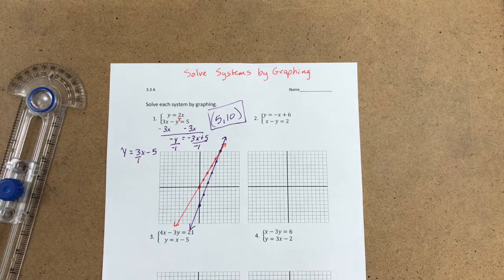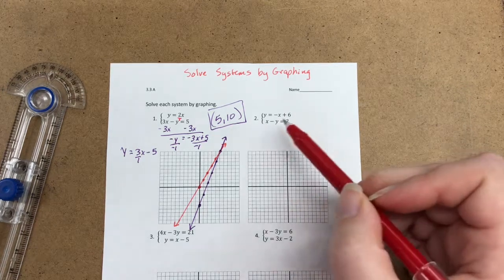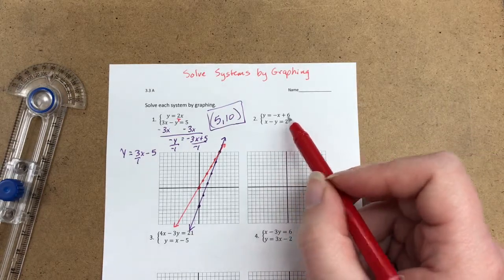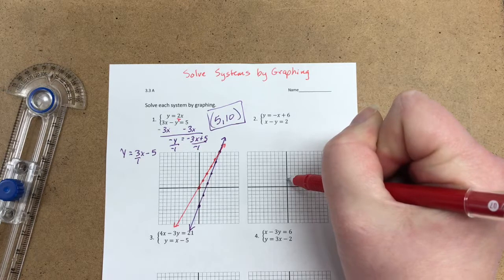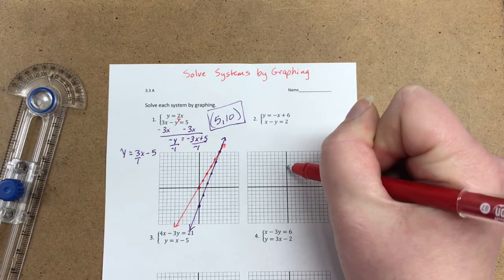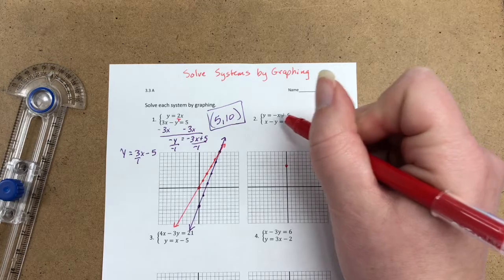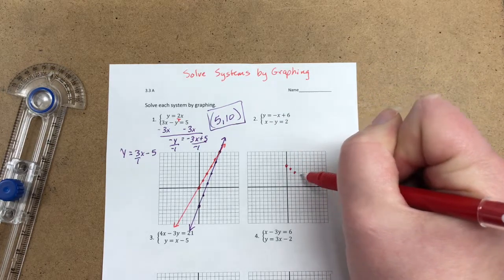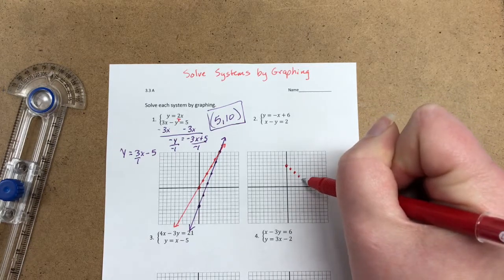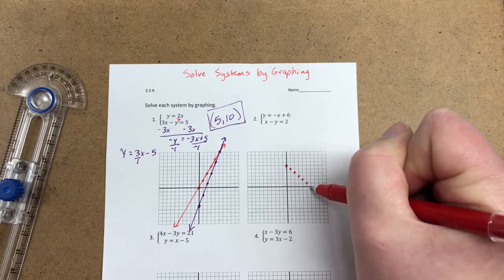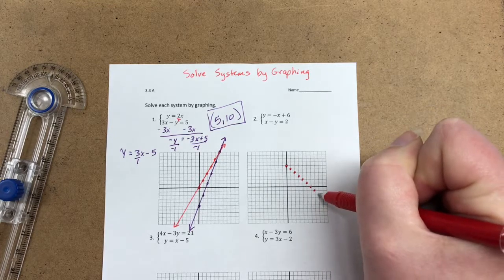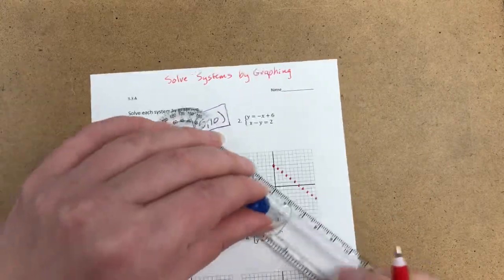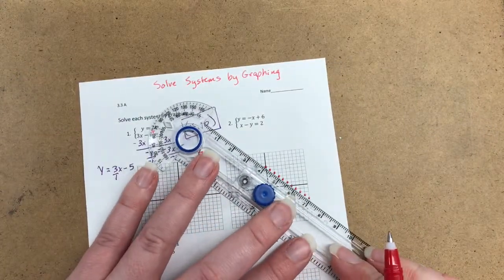For number 2, this first equation is already solved for y, in slope-intercept form, so I can graph my y-intercept of 6. Then I use my slope of negative 1, so this means I have to go down 1, right 1. And then draw my line.